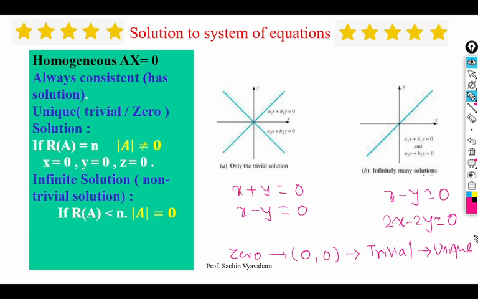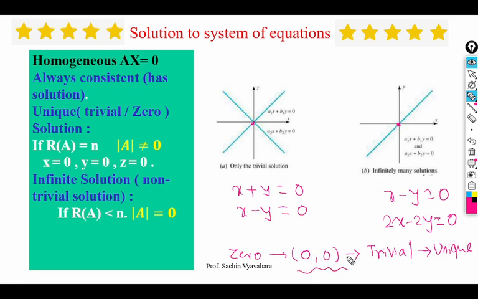You'll observe, whenever the system is homogeneous, the straight lines always pass through the origin, that is point (0, 0). And there are now only two possibilities left, because a homogeneous system is always consistent, because it always has a solution, that is at least the (0, 0) solution.